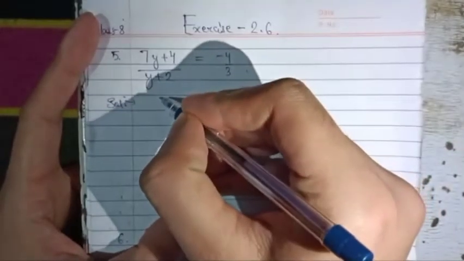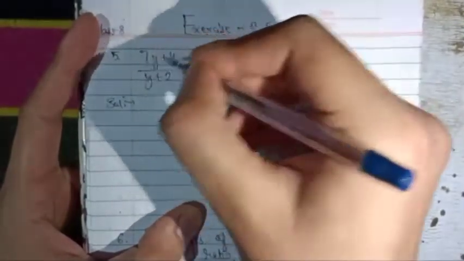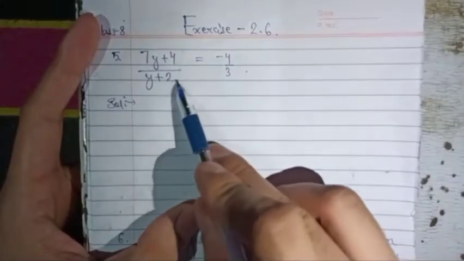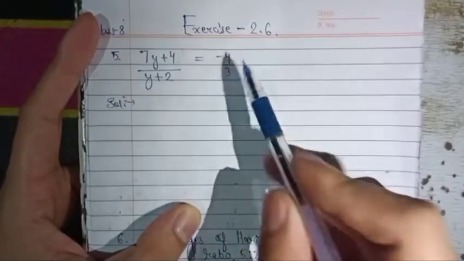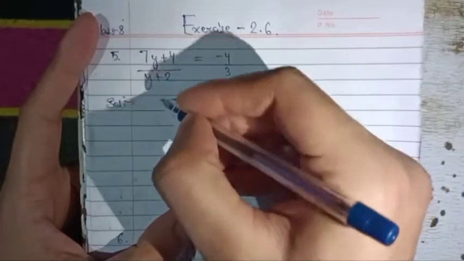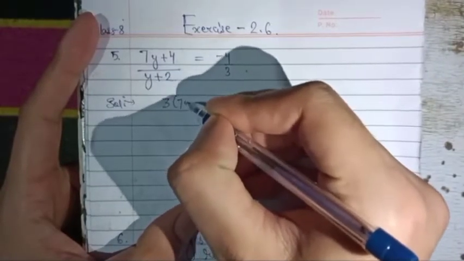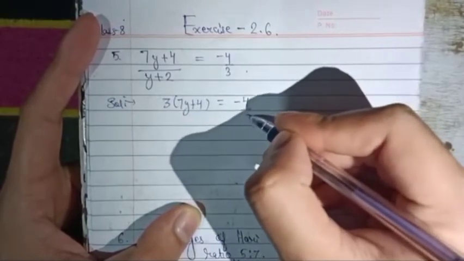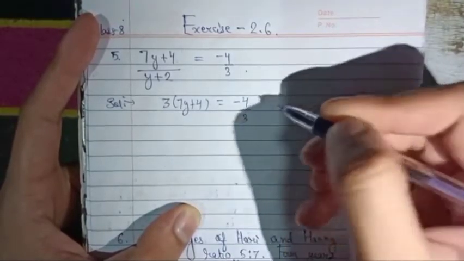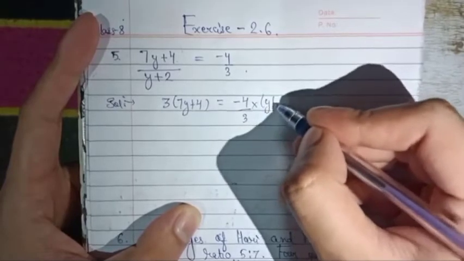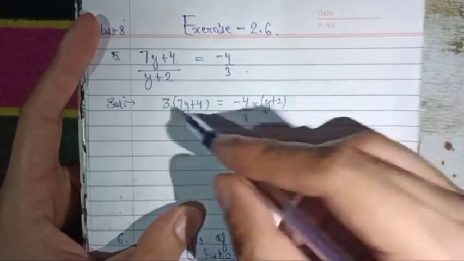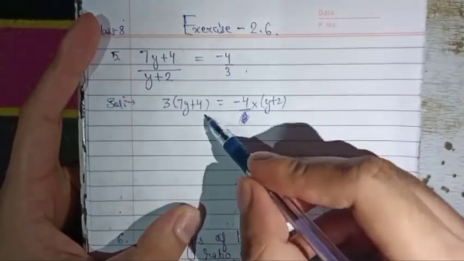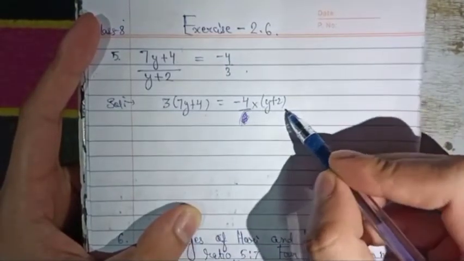So 3 will multiply with 7y plus 4, and y plus 2 will multiply with minus 4. So it will become 3 multiply 7y plus 4 is equal to minus 4 multiply with y plus 2. Okay, 3 we have multiplied in the numerator.